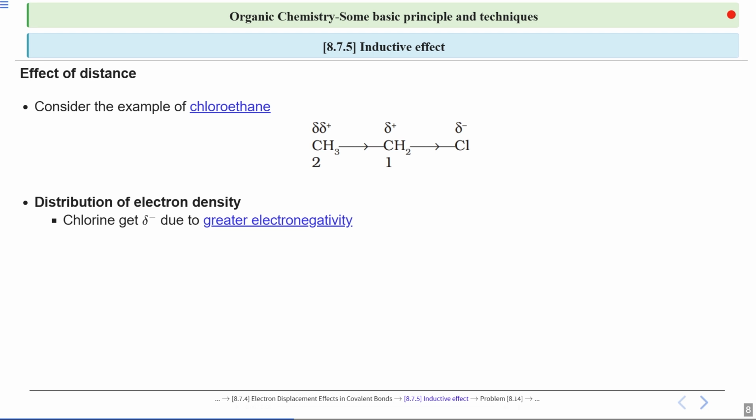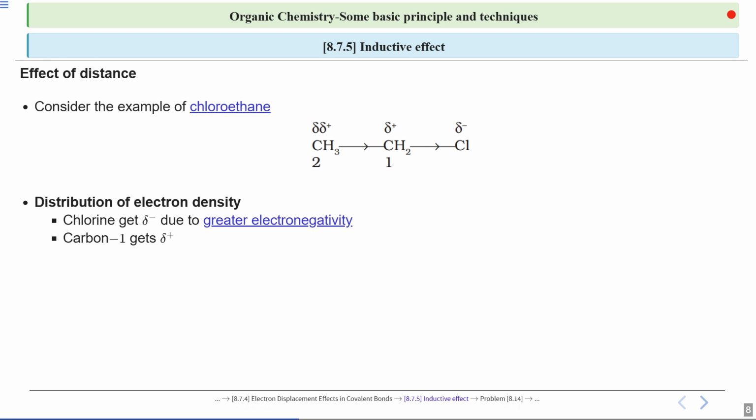So it will pull electron towards itself more strongly. As a result of that, the electron will move through the sigma bond. Now that electron movement is shown here by the arrow. The electron is moving through the sigma bond and accumulating on the chlorine. It is very important to remember that your inductive effect operates through the sigma bond. So the chlorine is getting the delta negative charge due to the flow of electron through the sigma bond from the carbon onto the chlorine.